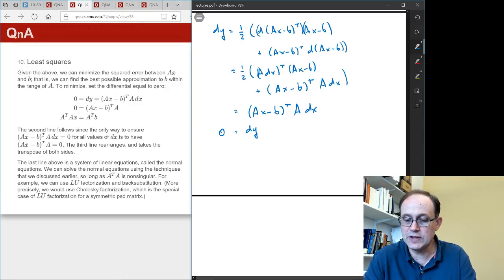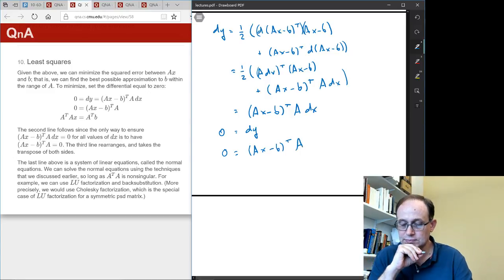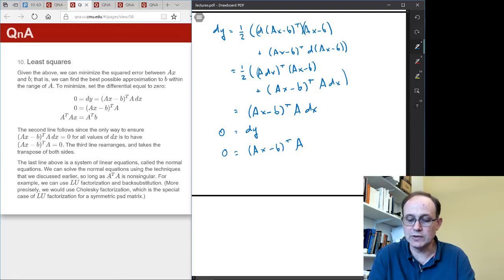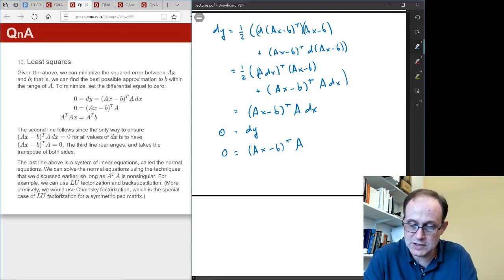The only way for this expression to be 0, remember dx is a variable, so for it to be 0 for all values of dx, and the only way for that to happen is if this matrix here is 0. So that's the same as saying that 0 is equal to (Ax minus b) transpose times A. And if we multiply that out and rearrange, that's the same as saying A transpose Ax.